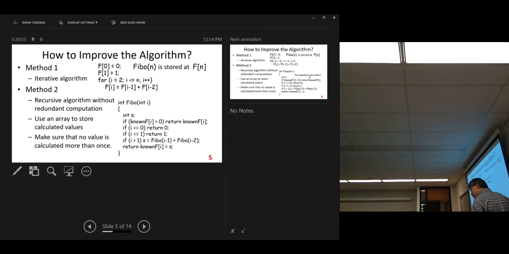In this way, each Fibonacci number is only calculated once. Why? Because after you calculate, you get S, and you assign S to that known array element, known F. So you only calculate each Fibonacci number once. After you calculate it once and assign it to this element, it is known. Next time, you do not need to calculate, you just return its value.